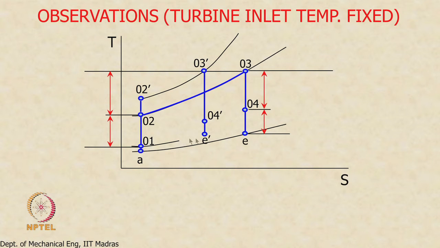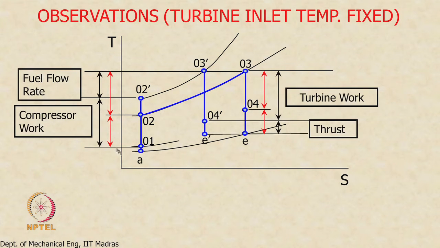So what are the implications on fuel flow rate and thrust? You can see that the compressor work has increased now, understandably. Turbine work has also increased. What has happened to the fuel flow rate? Compared to the earlier one, the fuel flow rate has decreased, understandably, because the pressure ratio is more.